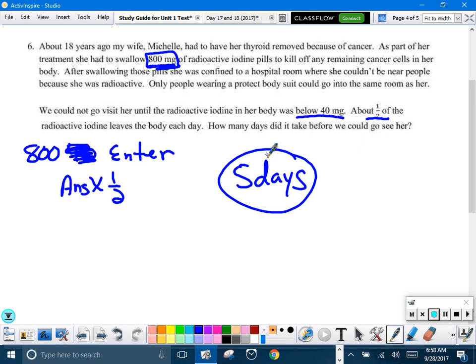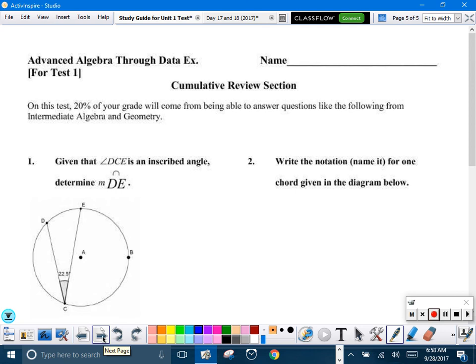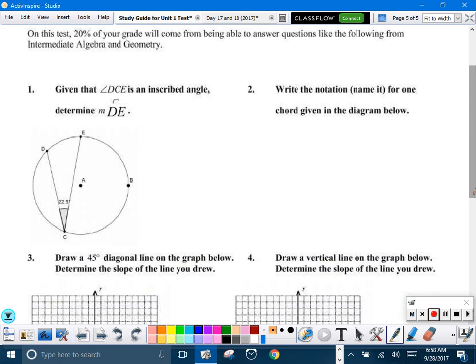All right. Last page. Now this last page is worth 20% of your score. I'm sure you were used to it last year. You did a cumulative review. It is the same this year. 20% of your score is based on this last page. Now it's almost identical with changes, so make sure you read things very carefully.